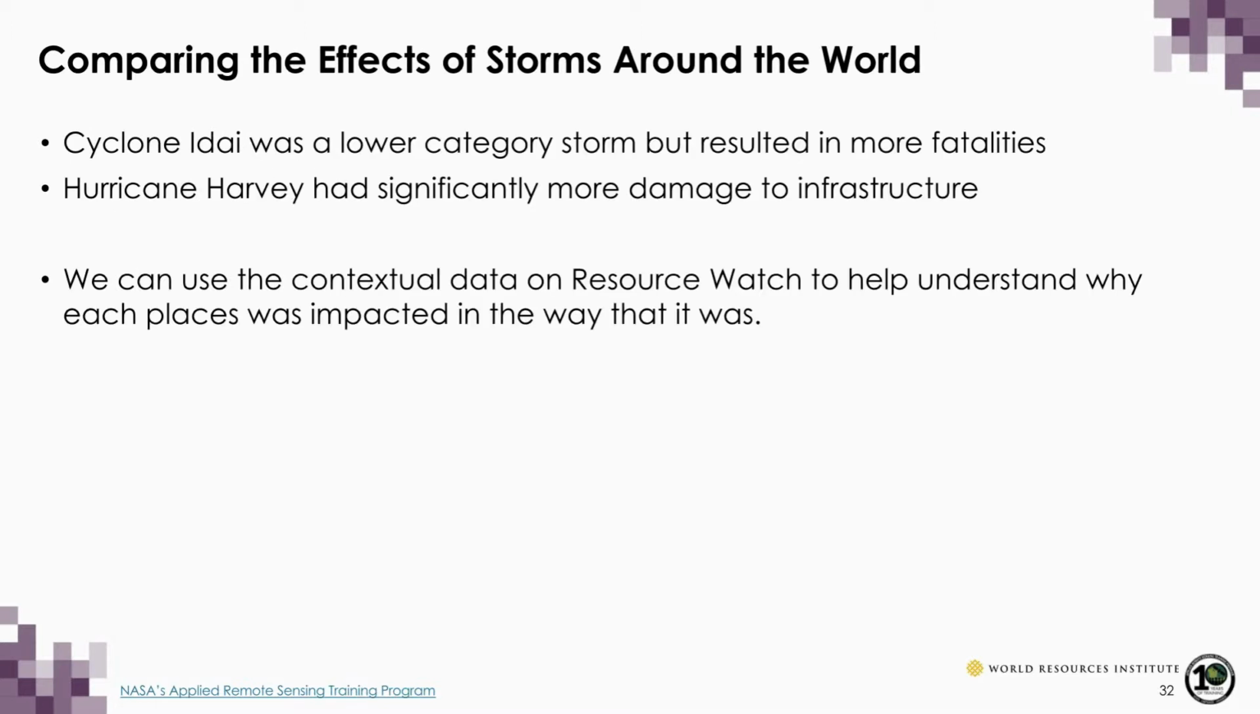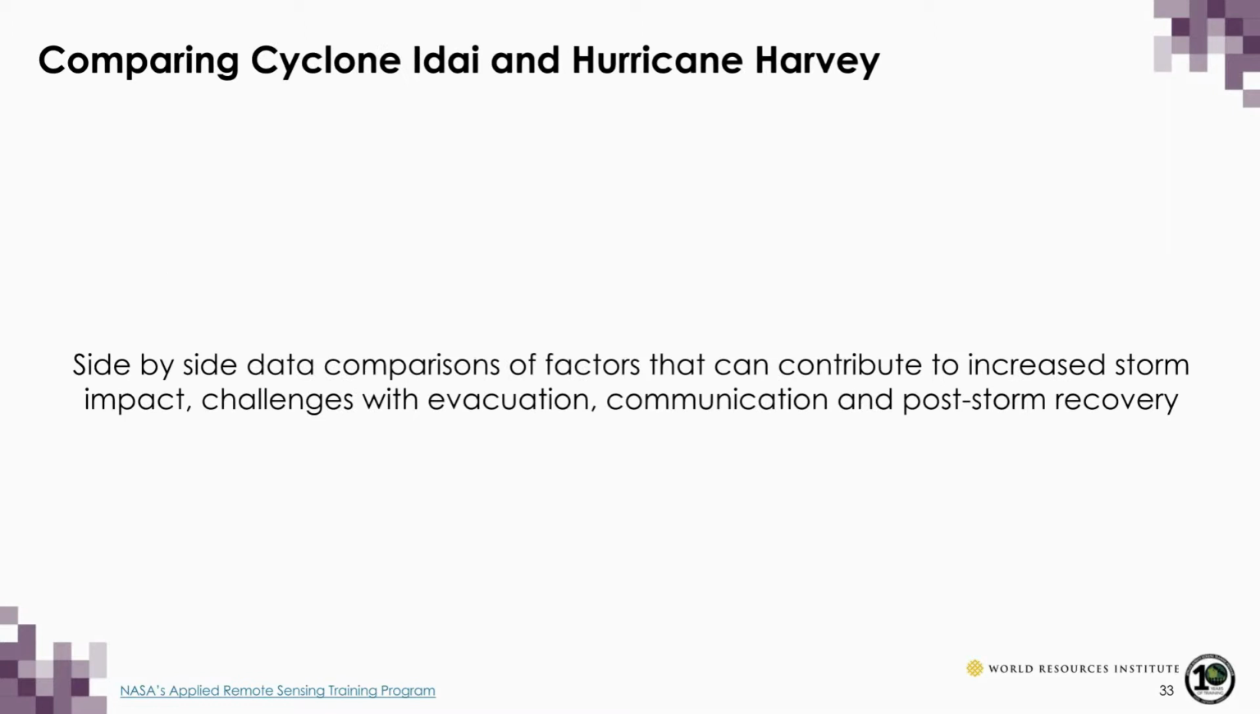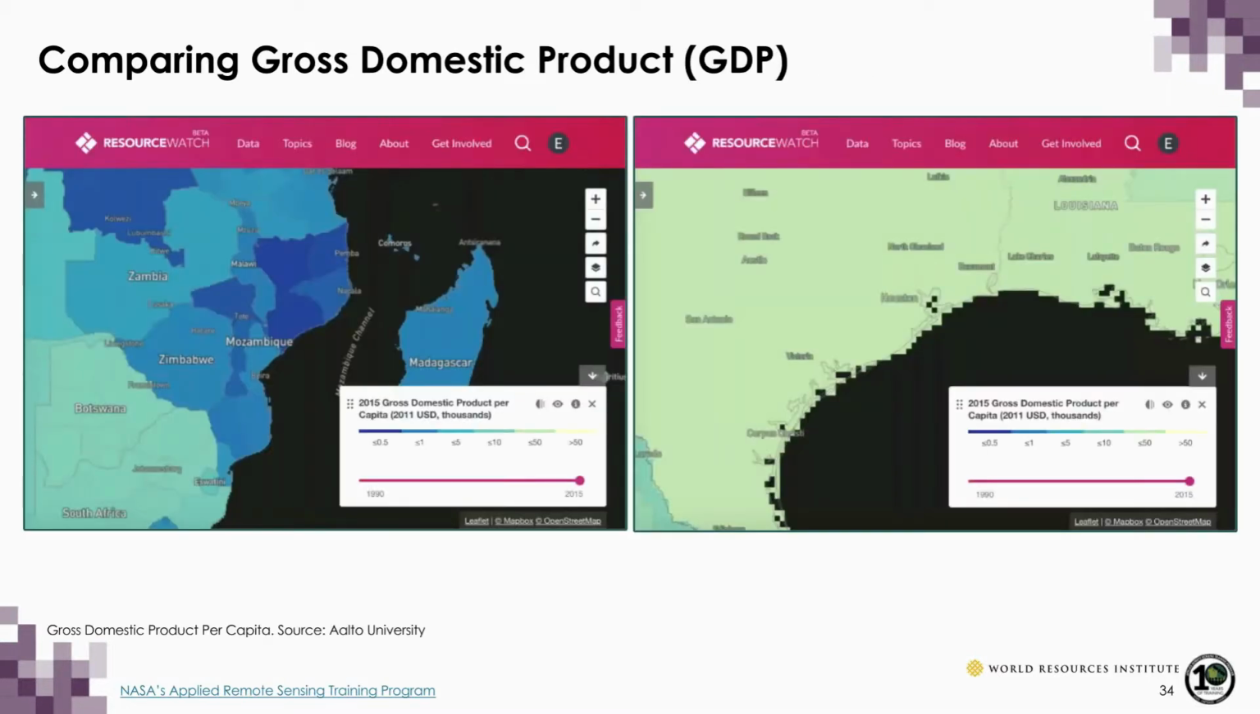So Cyclone Idai was a lower category storm, but it had many more fatalities, and Hurricane Harvey had significantly more damage to infrastructure. So we can use some of the contextual data on Resource Watch to understand why each place was affected in the way that it was. What we're going to do is a side-by-side comparison of the factors that contributed to these impacts between Mozambique and the surrounding area and Texas.